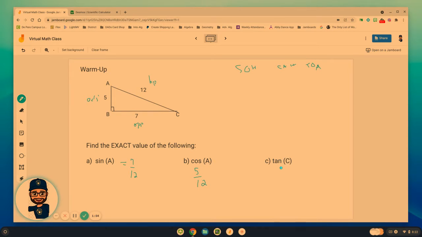Last, they want the tangent of C. So now these are no longer appropriate because I'm not at A anymore. I have to imagine that I'm down here at C. This is my adjacent because it's next to C, and this one's the opposite because it's across from C. The tangent refers to opposite over adjacent. So the opposite of C is 5 over the adjacent to C, which is 7. Right? Those are those trig ratios. That's where this information up here is super vital.